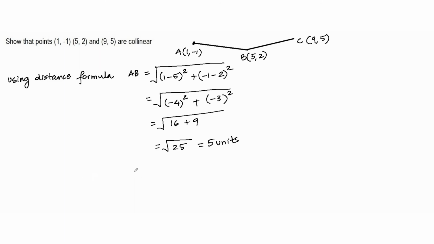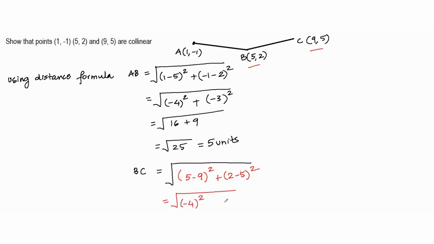Similarly, I can also find the distance between B and C. So when I find BC, I should be focusing on the coordinates of B and C. So it would be (5 minus 9) the whole square, that's the difference between their x coordinates, plus (2 minus 5) the whole square, and that is the square root of (minus 4) the whole square plus (minus 3) the whole square, which is the square root of 16 plus 9, and that is root 25, which is again 5 units.